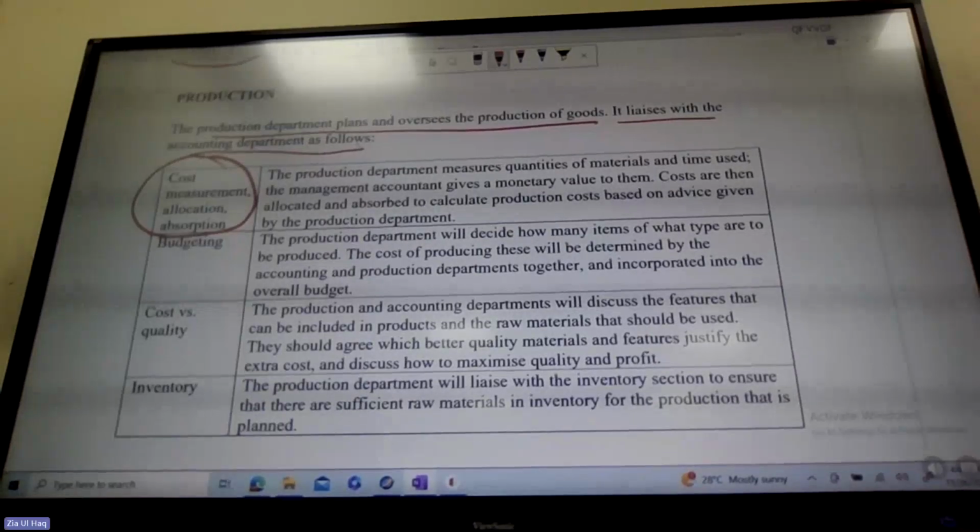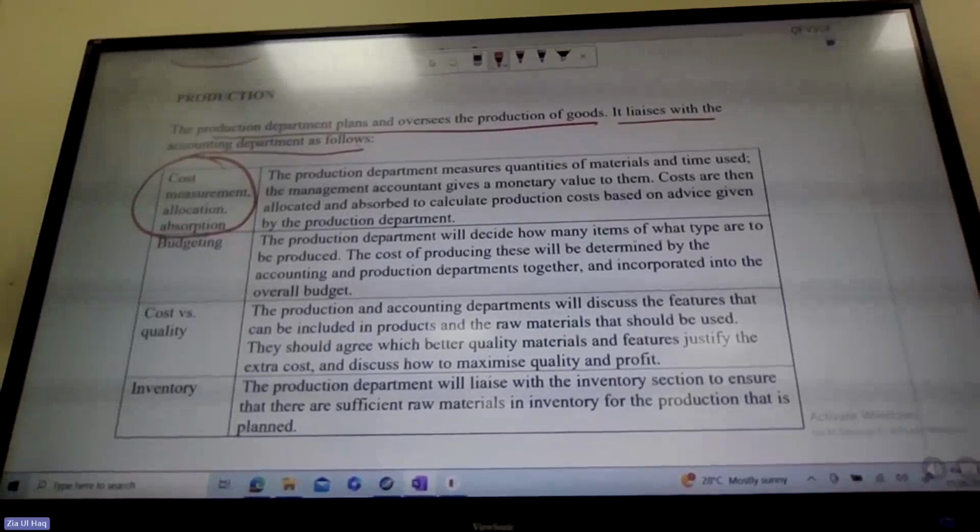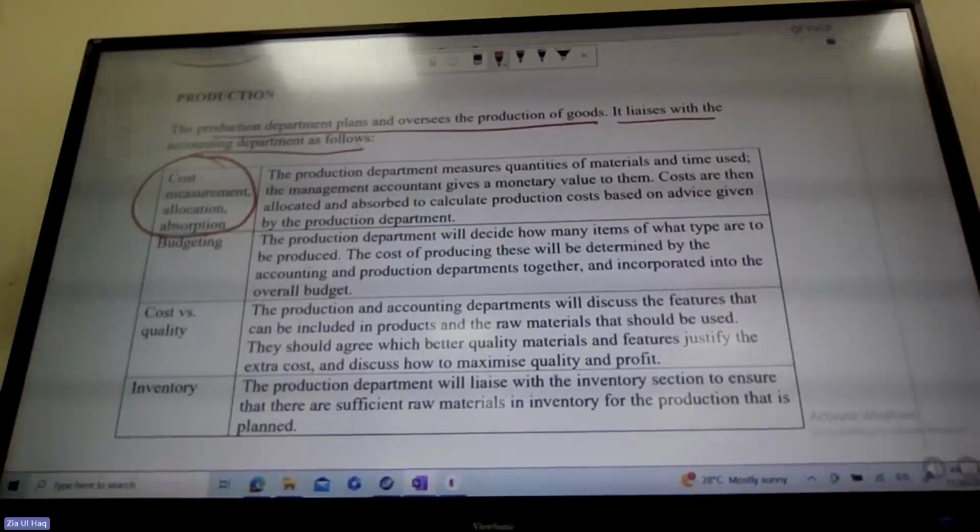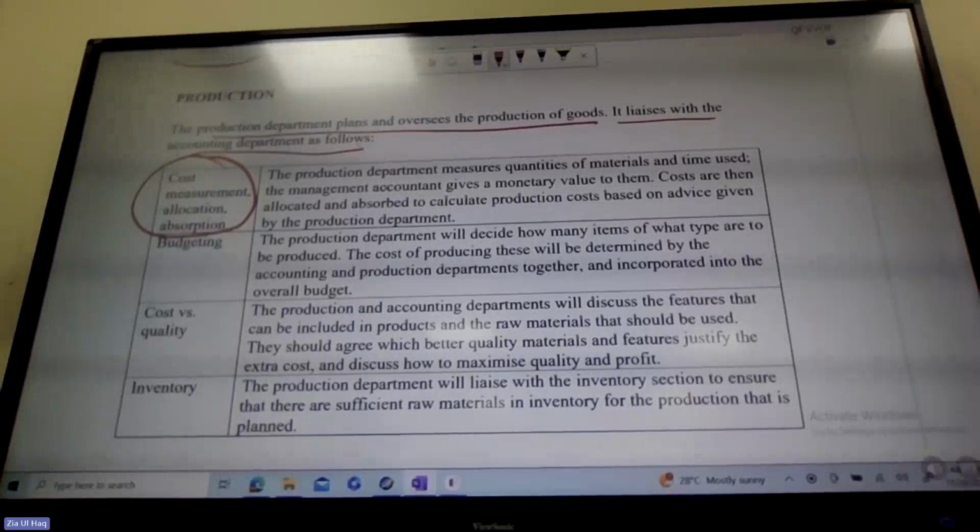Meanwhile, preparing financial statements, sales less cost. What could be the future cost? What is the current cost per unit? Where does the accounting department take information from? From the production department. So the production department measures the quantity of material and time used.